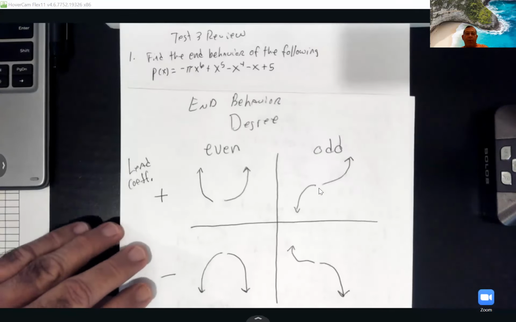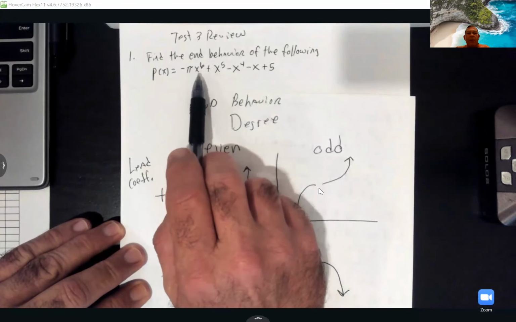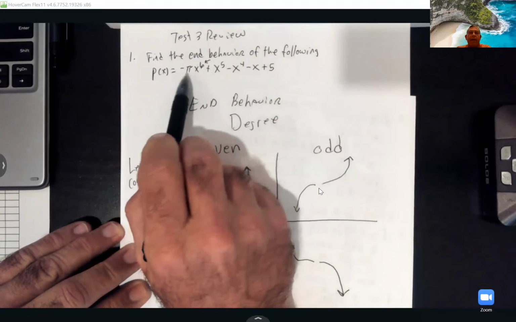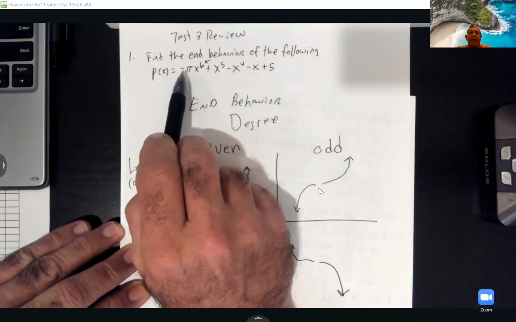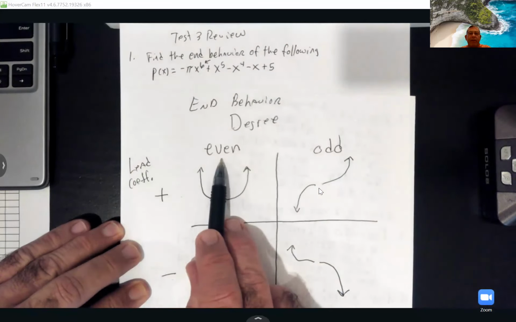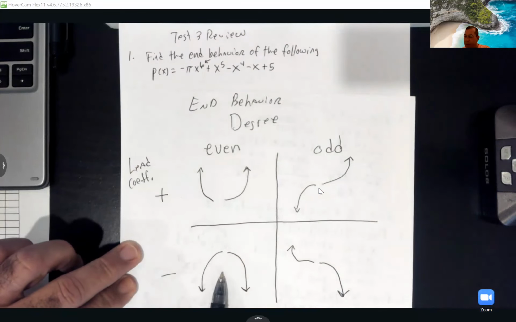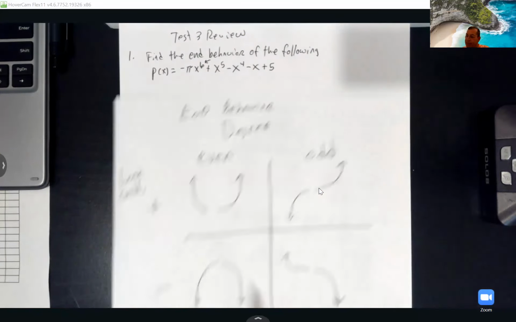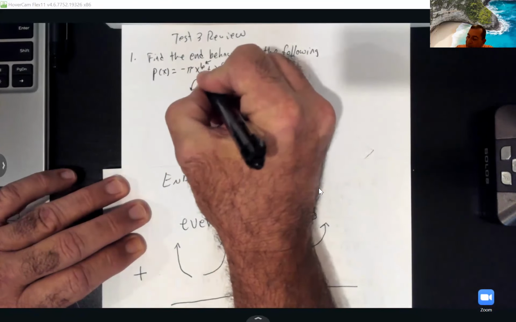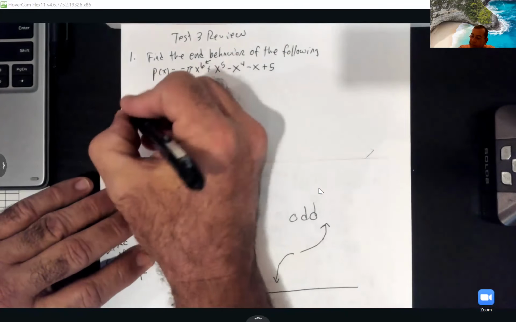So for my problem, my degree is 6. That's my highest exponent, which means my lead coefficient is that negative pi. So let's go down here: when we're even degree and negative lead coefficient, both ends will go down. So for number 1, you want to choose the diagram where both ends are going down.